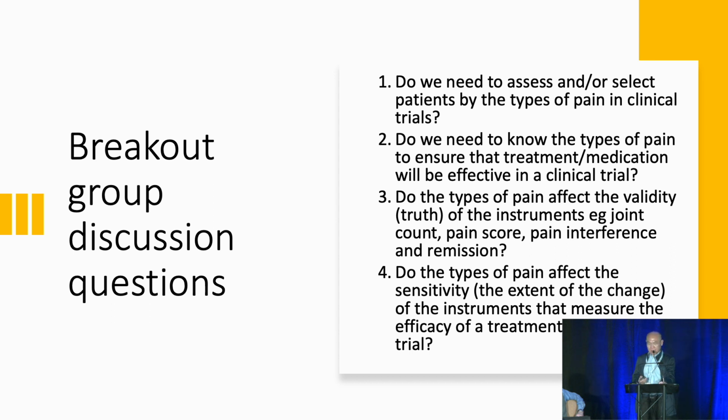The questions that we want your feedback on are listed on this slide. Do we need to assess and or select patients by the type of pain in clinical trials? Do we need to know the type of pain to ensure that treatment or medication will be effective in a clinical trial? Do the types of pain affect the validity or the truth of an instrument, such as the joint count, pain score, pain interference, and remission? And do the types of pain affect the sensitivity, that is the extent of our measurement tool, to reflect the efficacy of treatment? So those are the questions we'd like your feedback on.